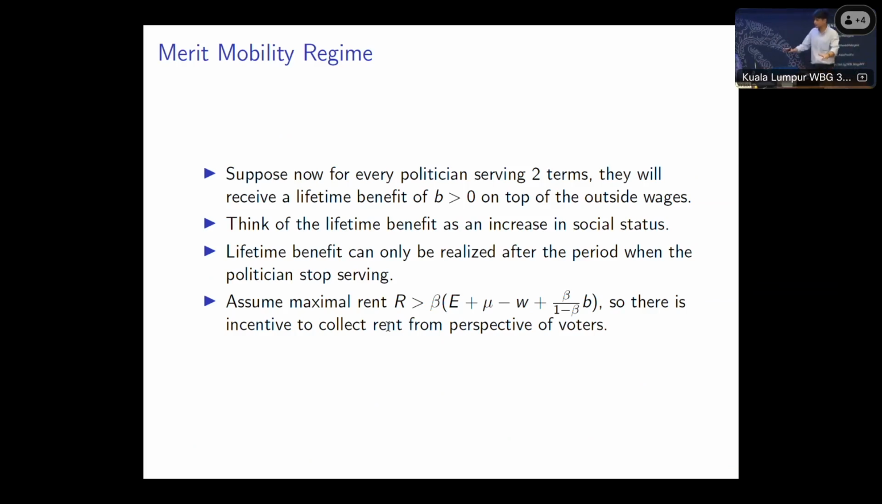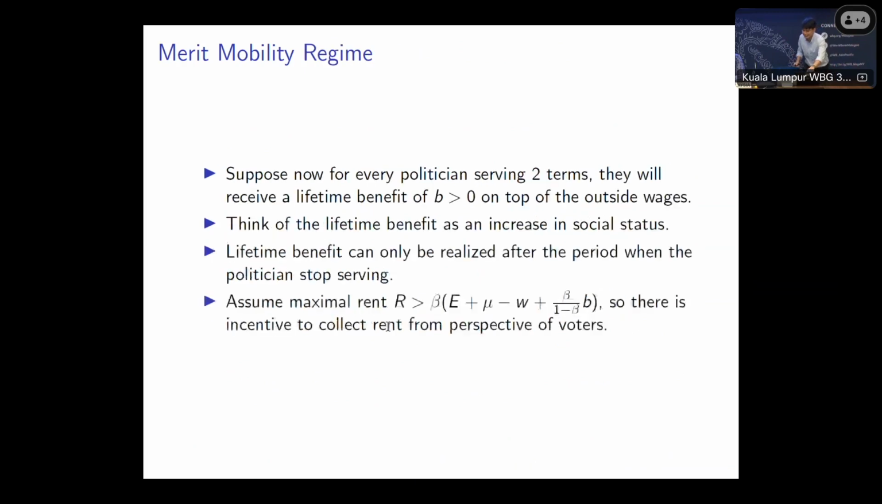And then let's say in the practical world, if you don't know if it's a congruent or dissonant policy, you will have this rule saying that if you serve two terms, you're gonna get it. But then in the second term, I'm gonna deviate anyways. So it's not merit-based. So I'm gonna contrast that with another type of mobility regime, and I think you can sort of get the point that I was trying to make.